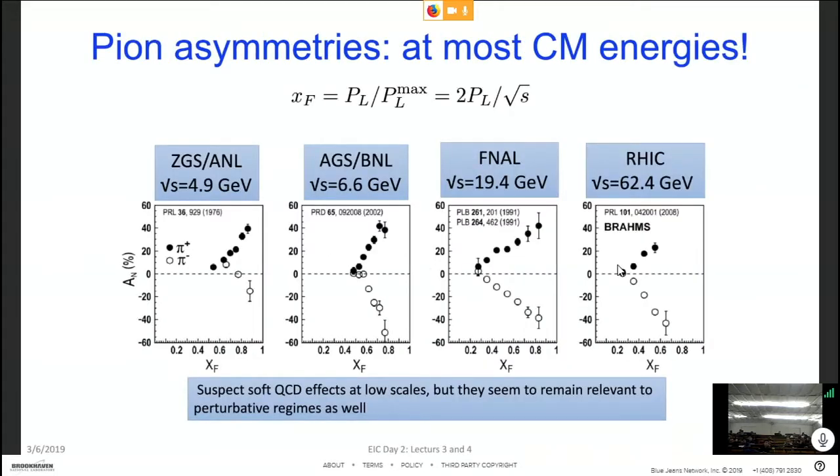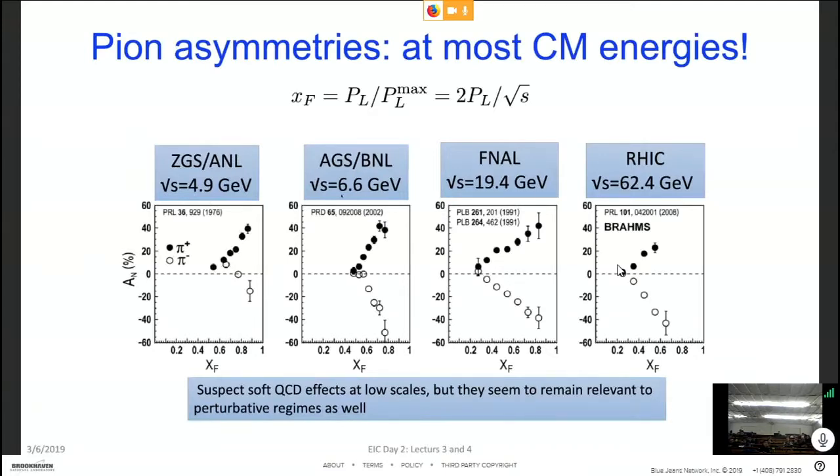What were those experiments? You look at these measurements in 1976, 2002, in 1991, in 2008. And I'm going to compile them in a very similar way. Pi pluses systematically go up at 4.5 GeV center of mass, at ZGS at Argonne National Lab. The pi minuses tend to go negative. And you see the value of the asymmetry is of the order of, let's say, 5% going all the way to 40%.